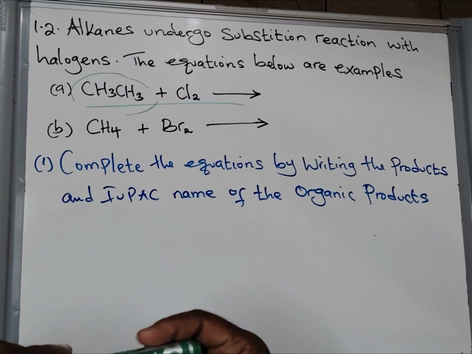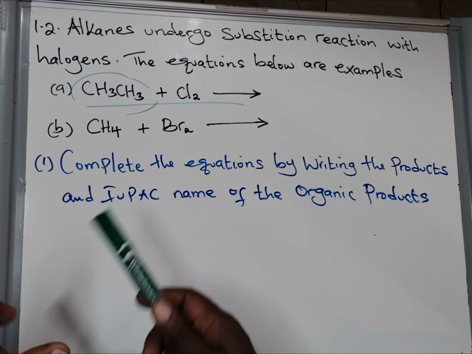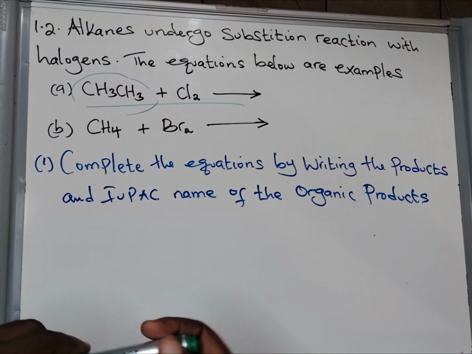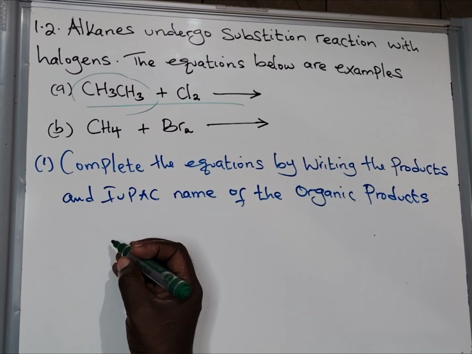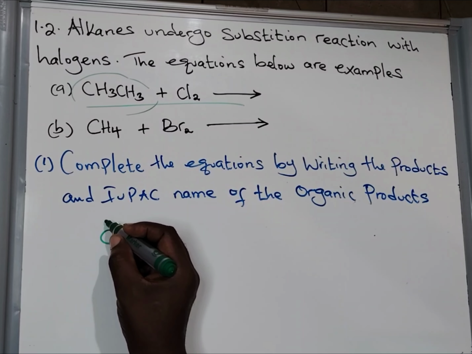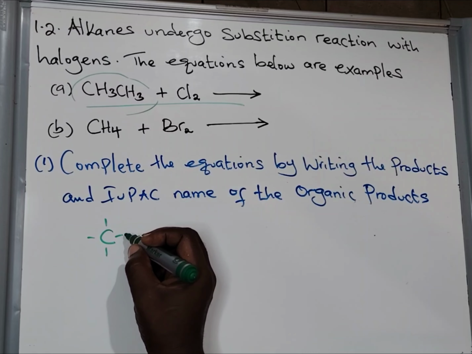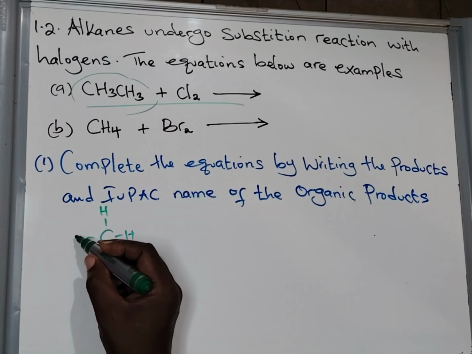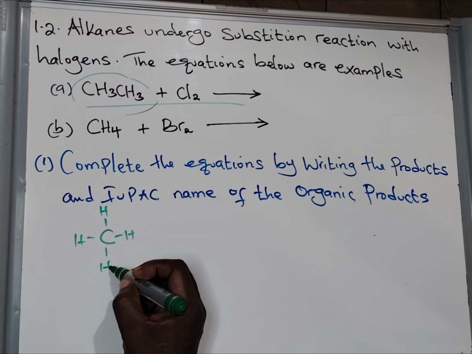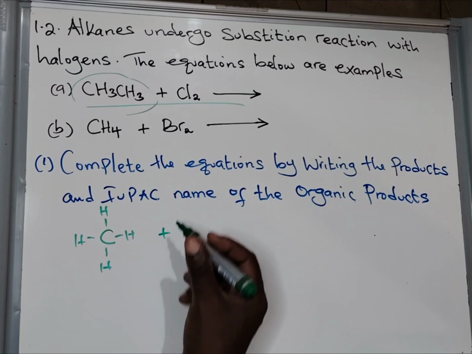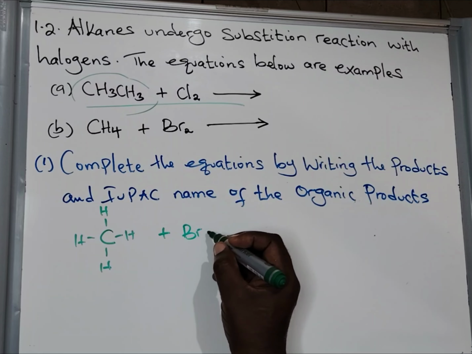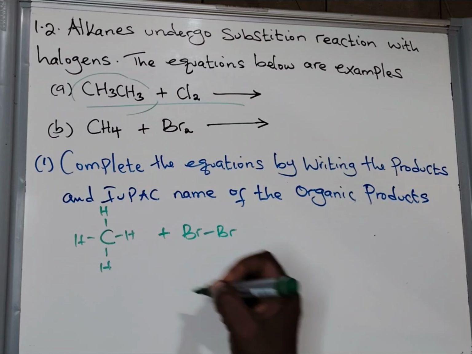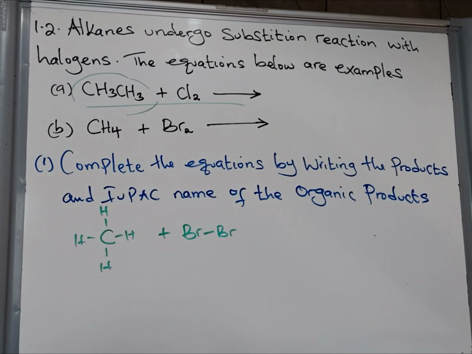So then comes B. And we are going to use the same approach to have the structural formulas first. So what is the structural formula of CH4, which is methane? It has a carbon atom surrounded by 4 hydrogen atoms like this. And what do we have here? We have the bromine gas made up of bromine atoms linked together to form molecules. It's made up of diatomic molecules.